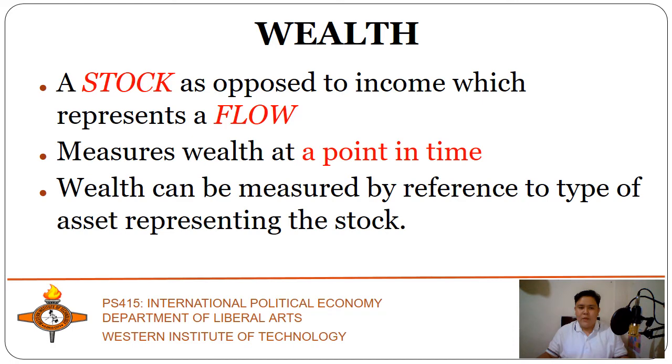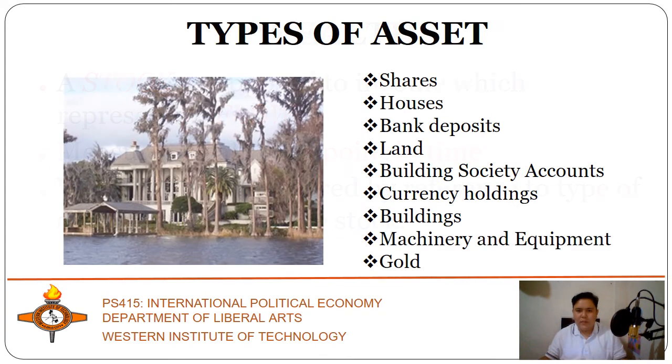Wealth is a stock, as opposed to income, which represents a flow. It measures wealth at a point in time. Wealth can be measured by reference to the type of asset representing the stock. Types of assets: shares, houses, bank deposits, land, building society accounts, currency holdings, buildings, machinery and equipment, and gold.